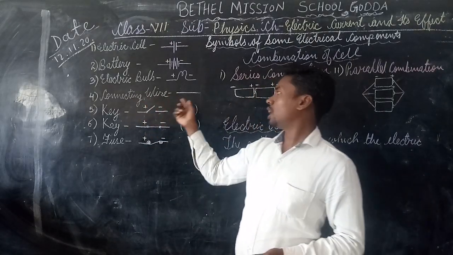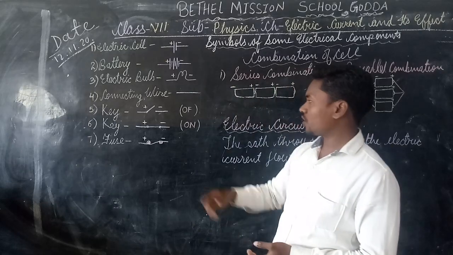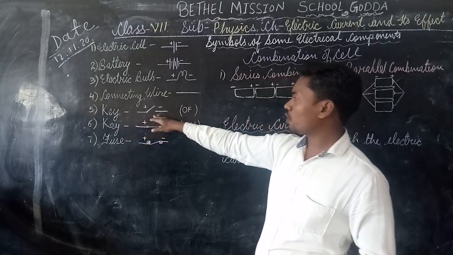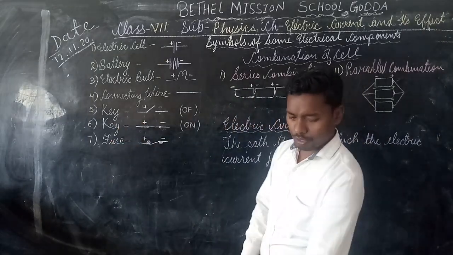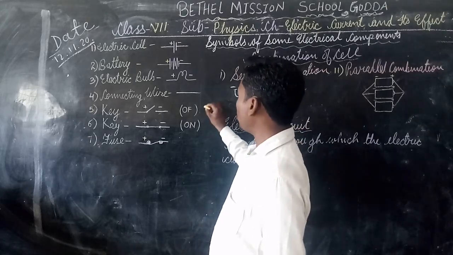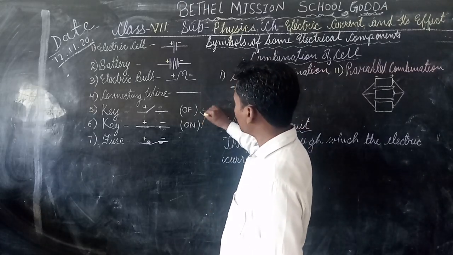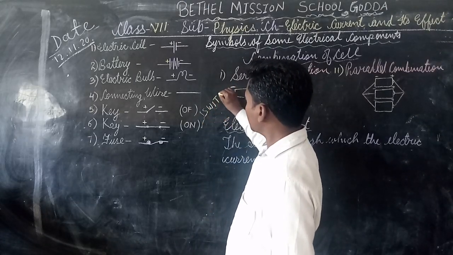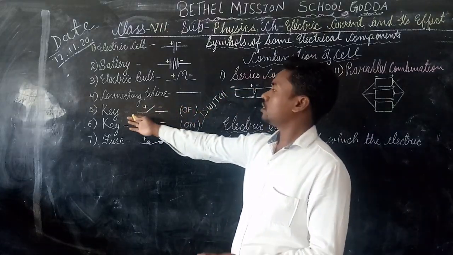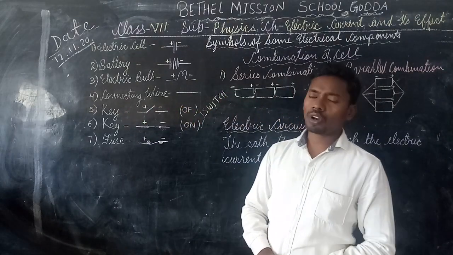Connecting wire can be symbolized by a straight line. And then this is the symbol for key. Key means switch. You can also name these two as switch, but this is also called key.